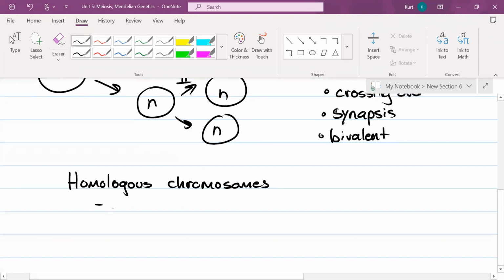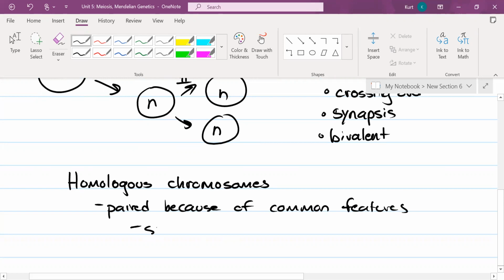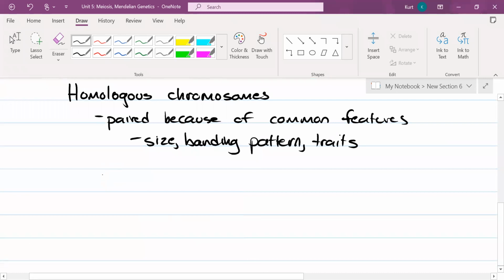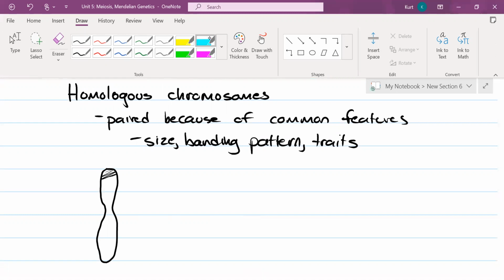Homologous chromosomes are chromosomes that are paired because of common features. These features can be size, banding pattern, traits, and others. So let's say that this is chromosome number 1 that you got from your dad. So I'll color it blue for dad.